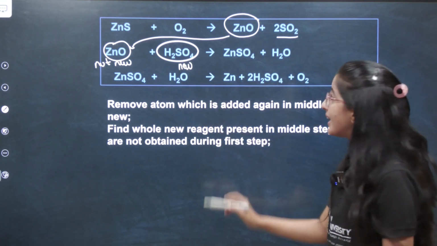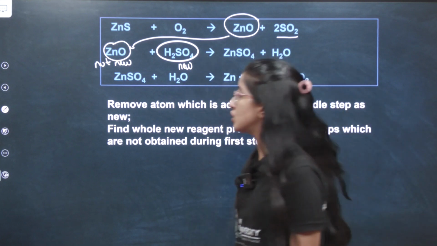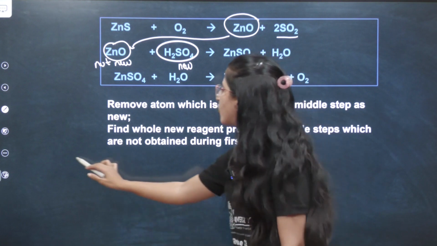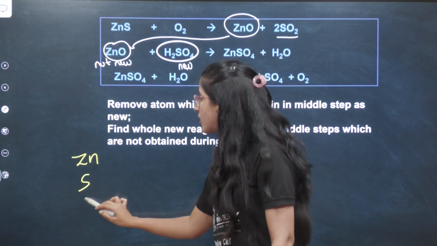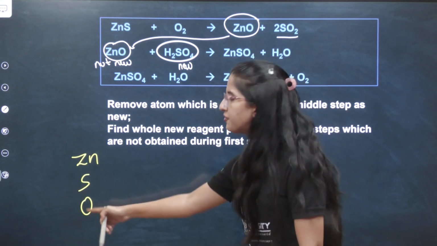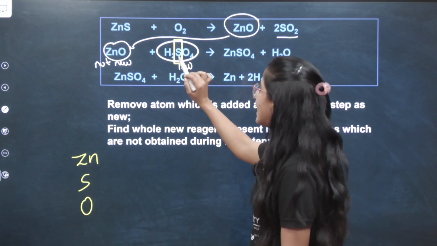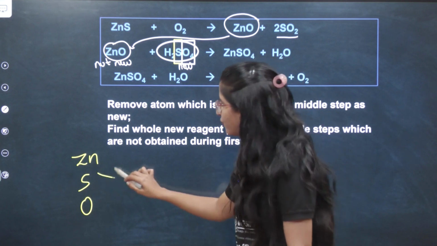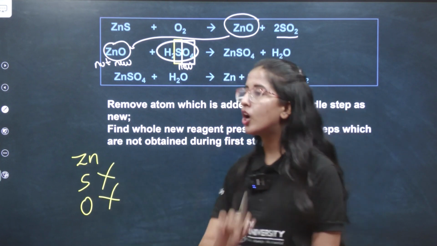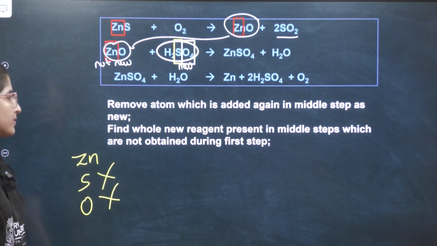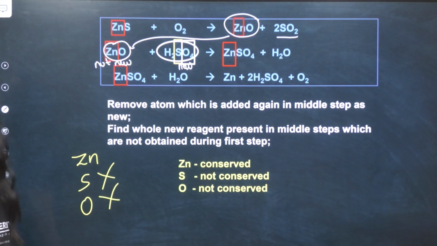So now the atoms which are present in this newly added compound, you remove. First it was zinc, sulfur, oxygen. Now see, out of these three, which atoms are present here in H2SO4? Sulfur and oxygen. So therefore sulfur and oxygen are not conserved. Only zinc is conserved. Understood? Zinc is conserved everywhere.